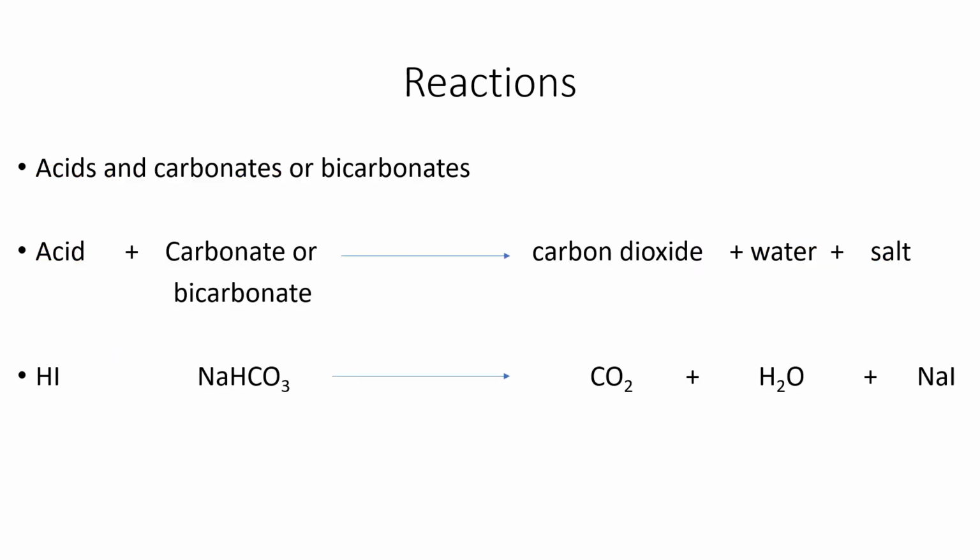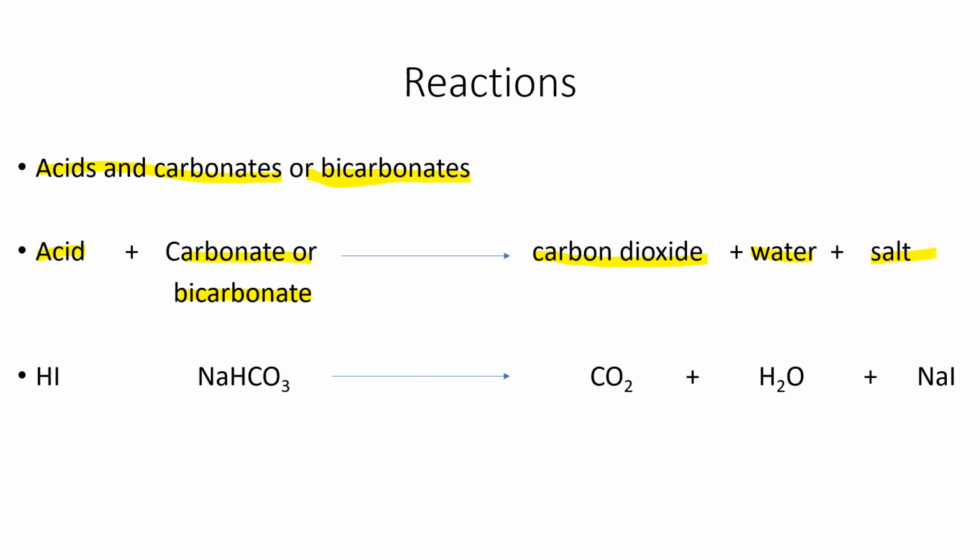The last reaction we want to look at is whenever you react an acid with either a carbonate or a bicarbonate. It's the same basic reaction. We're only going to show one of these though. When you react an acid with a carbonate or a bicarbonate, you're always going to get three products coming out. And the three products you're going to have coming out are always carbon dioxide, water, and a salt. Those are three things you will always make.